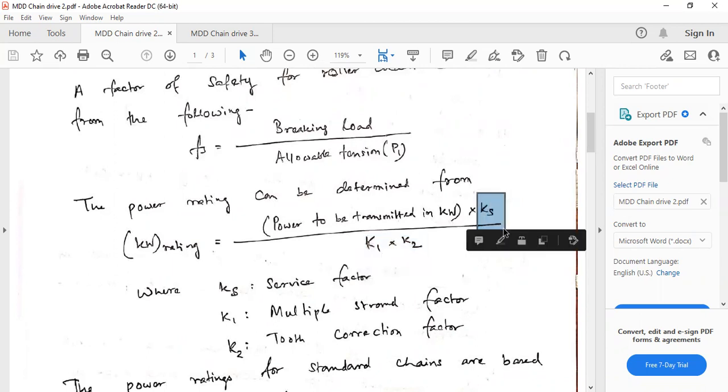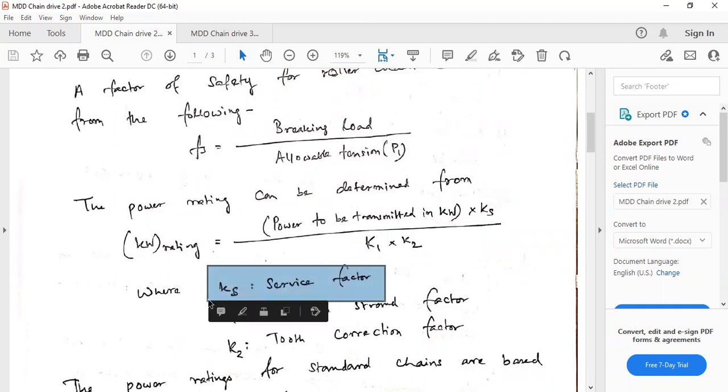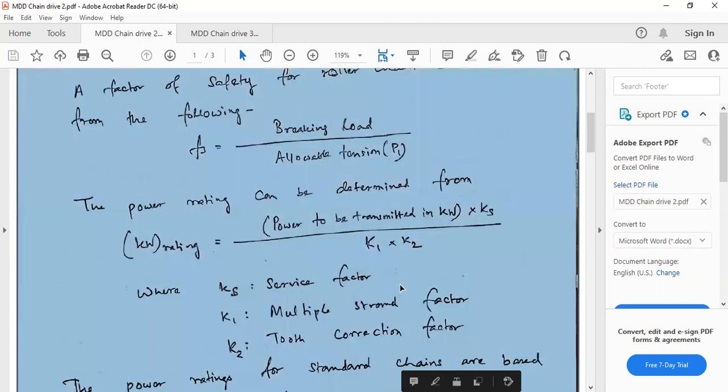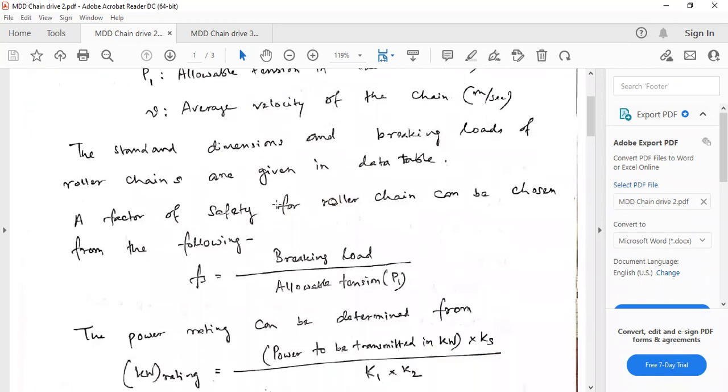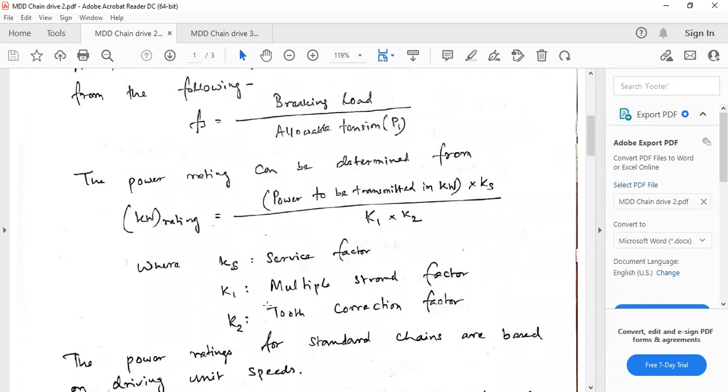Ks is the service factor, as we have learned from the belt drive. From the beginning, in the belt drive, we have been using this power service factor. Depending upon what type of service, what type of loads, what type of driven and driving units, and how many hours of load there are, we have a service factor, and that service factor is multiplied to the power transmitted here.